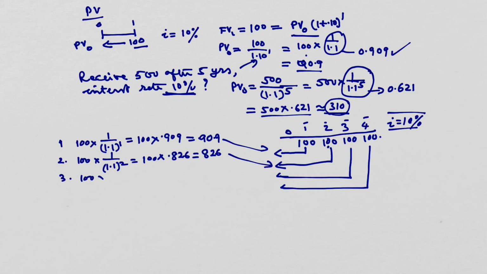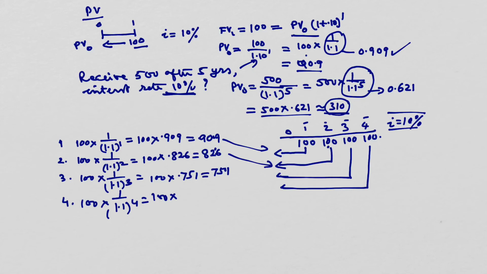Third year, the present value would be raised to 3. Again, this factor, if I use a calculator, is 0.751. So this will be 75.1. Fourth year, it is 1 divided by 1.1 raised to 4, 100 into 0.683, so I get 68.3.